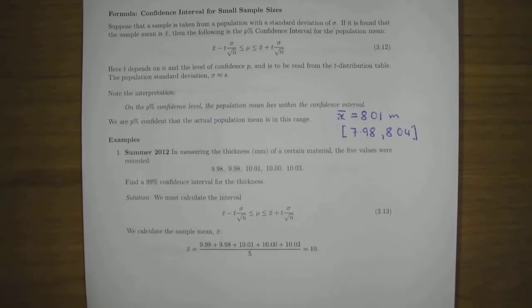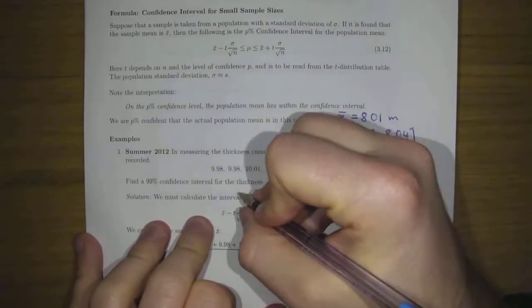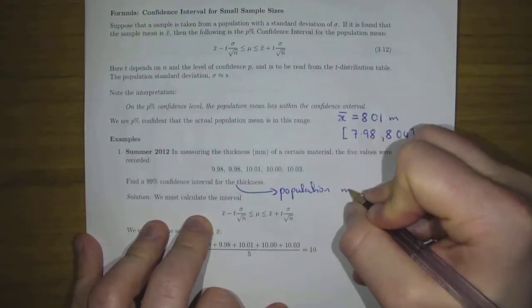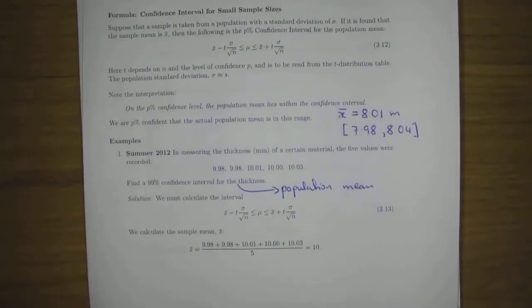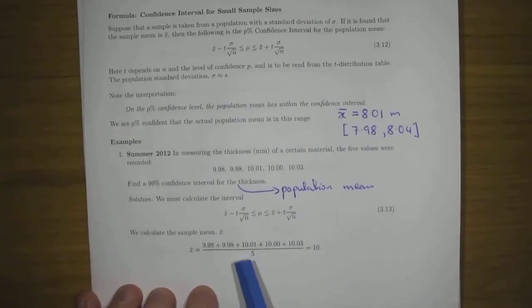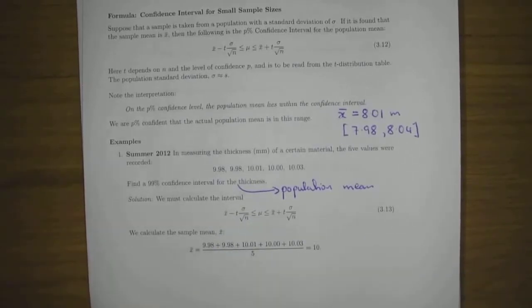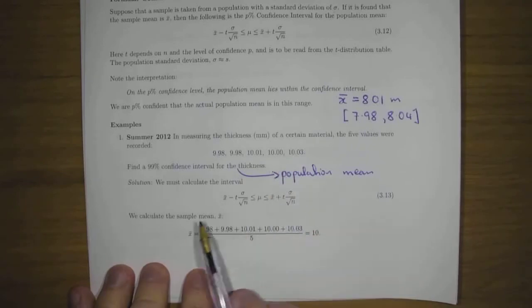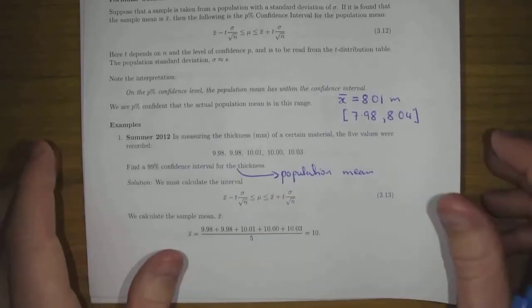In measuring the thickness of a certain material, so maybe these are metal plates that are being produced, 5 values were recorded here. Find a 99% confidence interval for the thickness, and this really is the population mean thickness. So the average of all these metal plates that ever were made and ever will be made, as long as it's under the same conditions. So let's calculate this interval: sample mean minus a number of sample standard deviations. First of all, we calculate the sample mean. You take the normal average of these, and you get 10. So the x bar is 10.